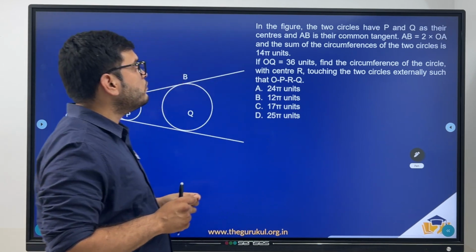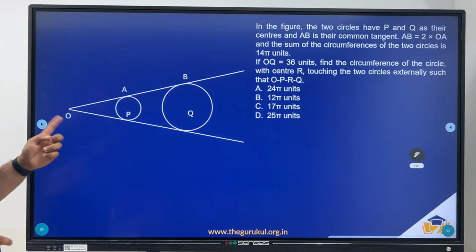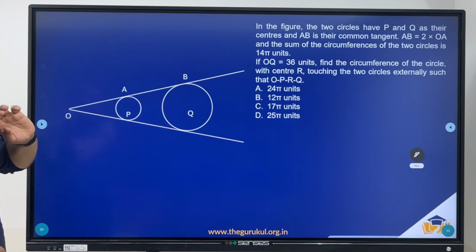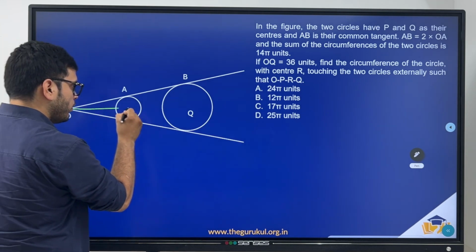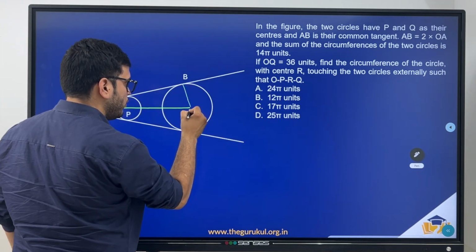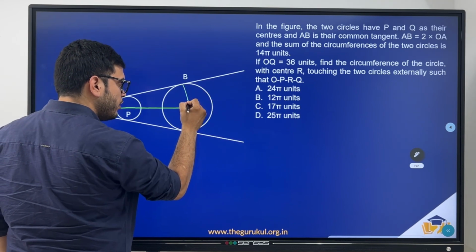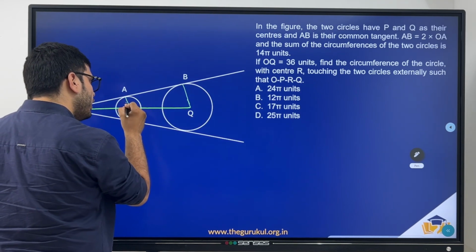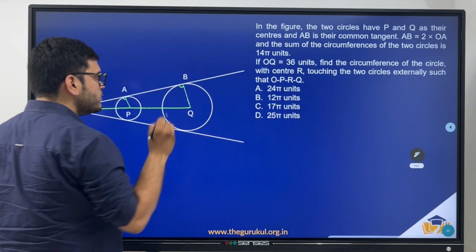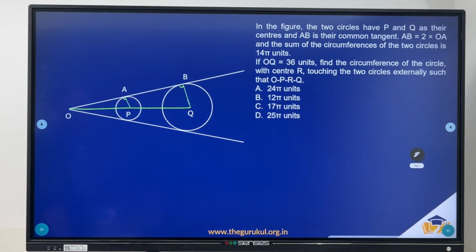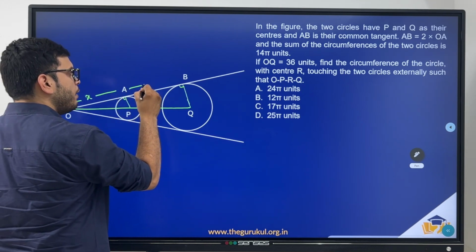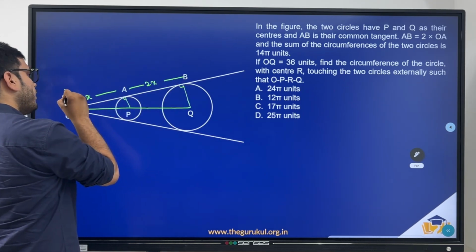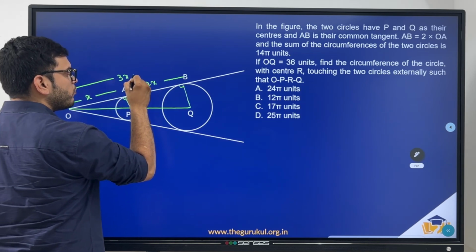Now coming to the second question, in the figure, the two circles have P and Q as their centers and AB as their common tangent. AB is equal to 2 into OA. This is the point of tangency. At the point of tangency, the angle between the radius and the tangent is 90 degrees, right? So if I consider this as x, AB would be 2x and the length OB should be 3x.